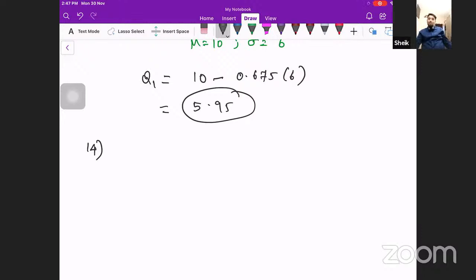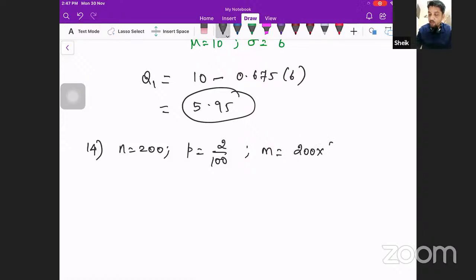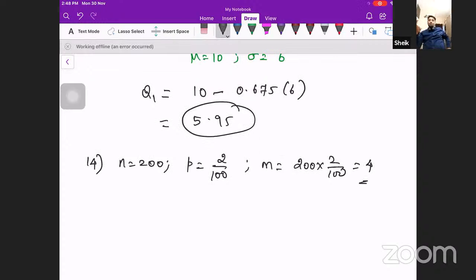But still, if you would like to find out, we can take N equal to 200 and P equal to 2% defective. Therefore m is equal to N into P, so 200 into 2 by 100, which is nothing but 4. That is our m value. This is the advantage, my dear. In the examination, when a Poisson distribution problem comes, m can be directly taken.